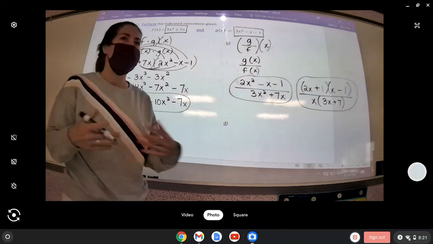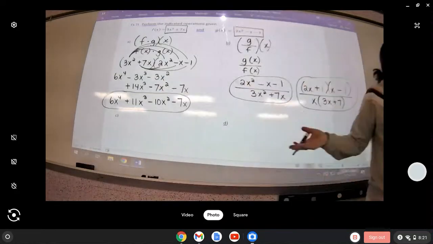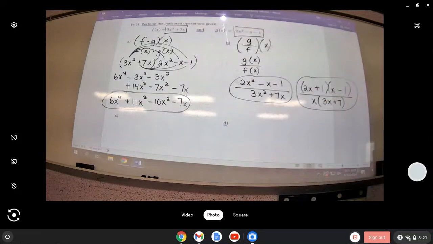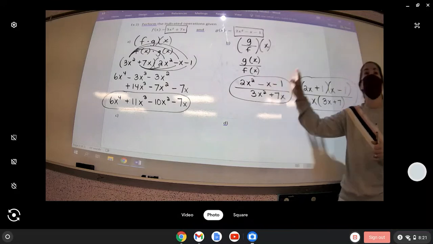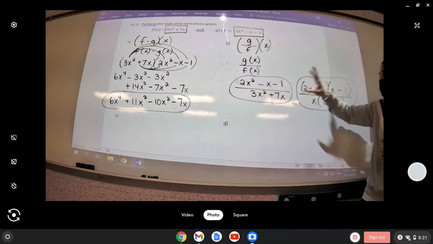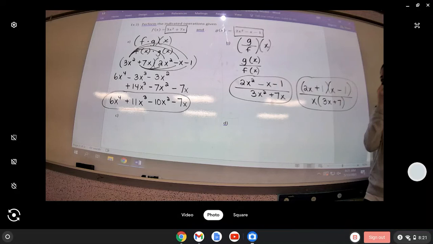So I wanted you to see one where, yeah, you factored, but nothing happened. That's going to happen sometimes. So the good news is they don't ask you to go and then do the long division, or that you're just allowed to leave it as the division problem.